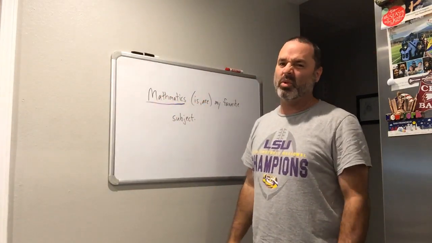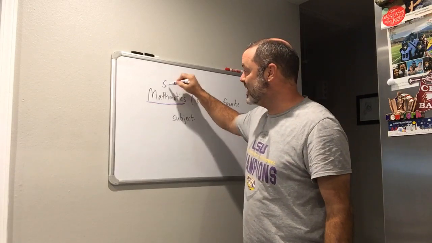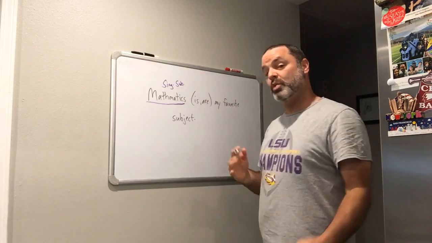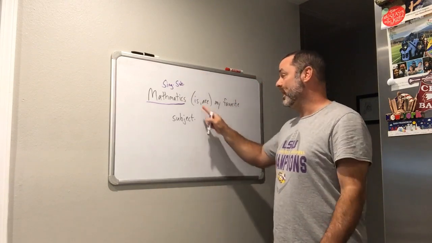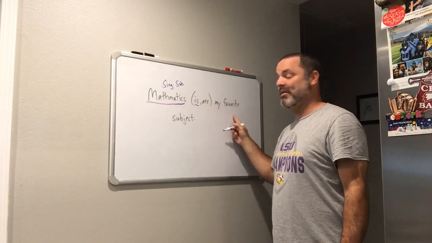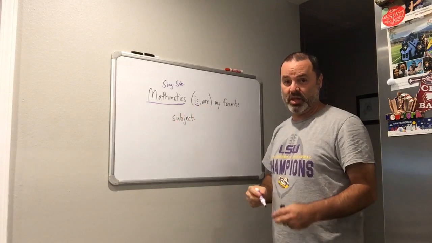We might think that that's plural, but it's not. It's singular. You're talking about one class. So this would be a singular subject, right? Which would require a singular verb. In this particular case, it would be is. So mathematics is my favorite subject, not mathematics are my favorite subject, okay?